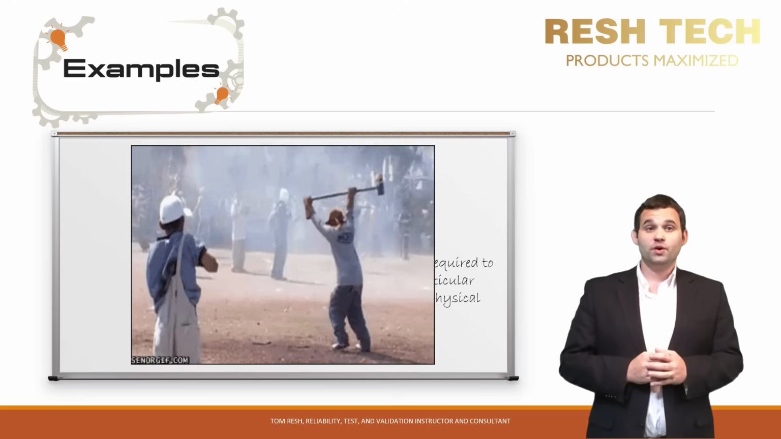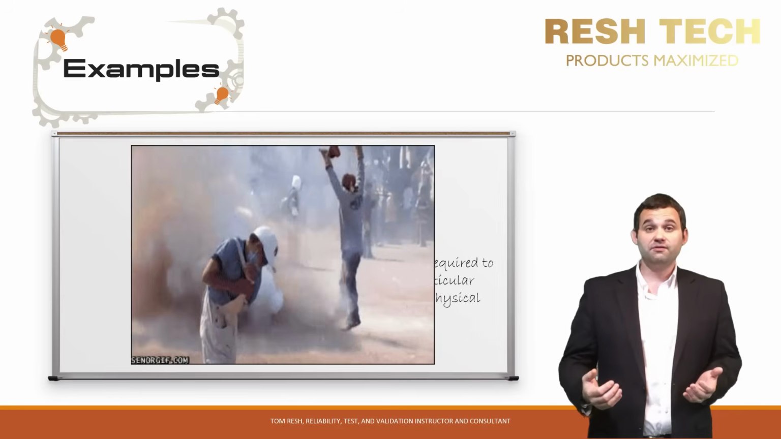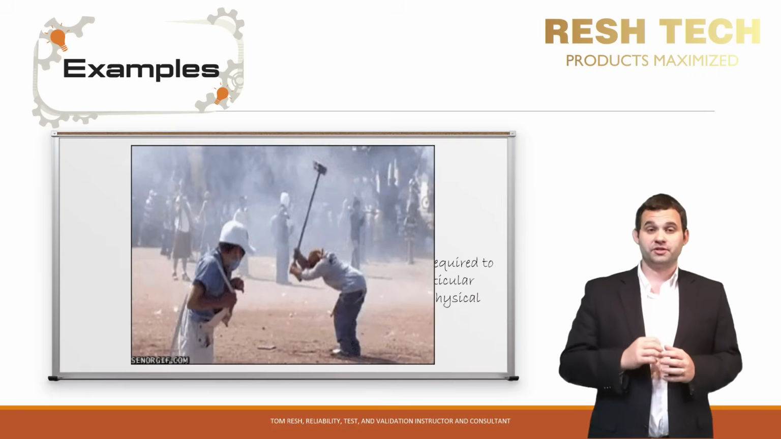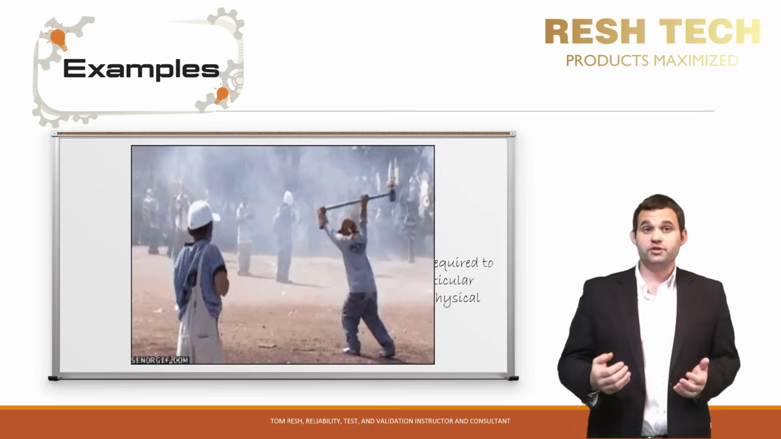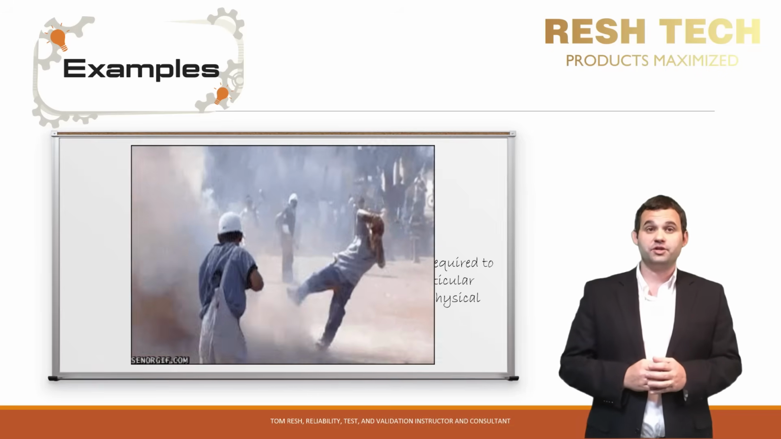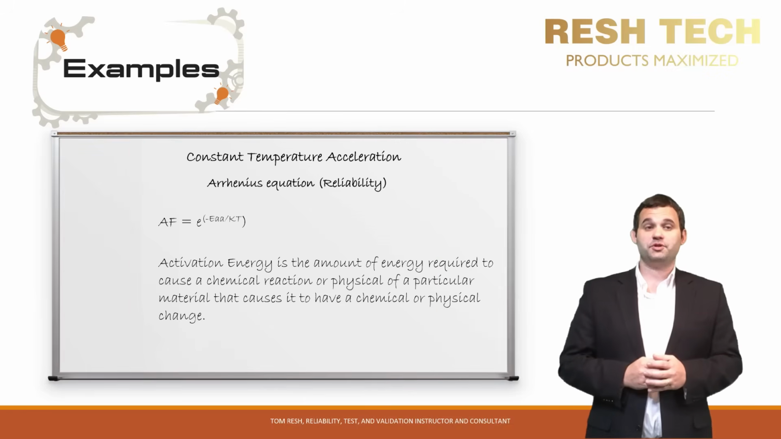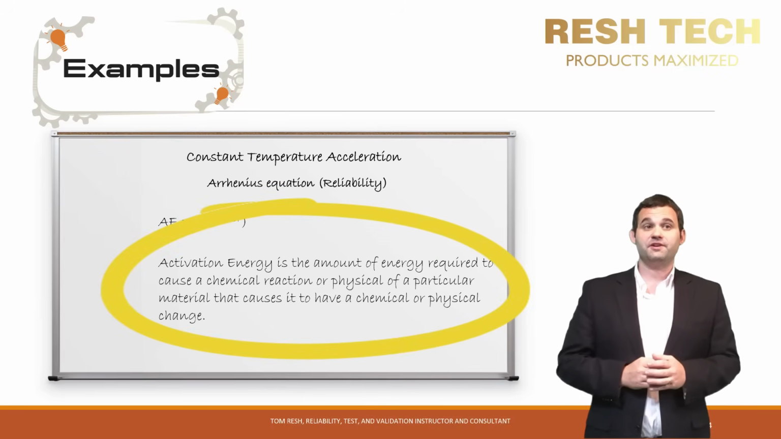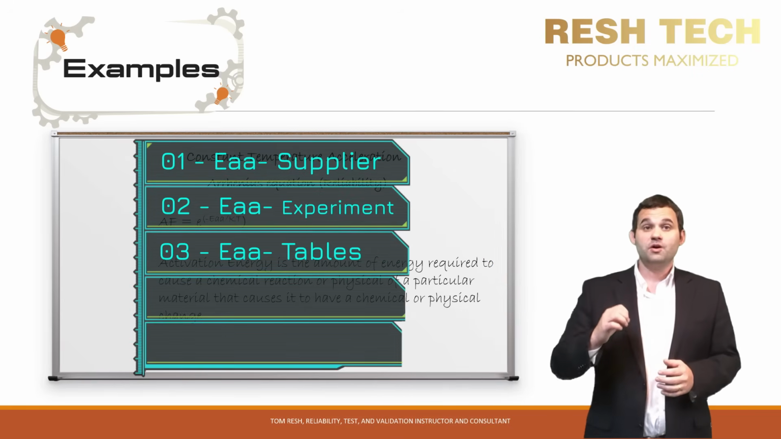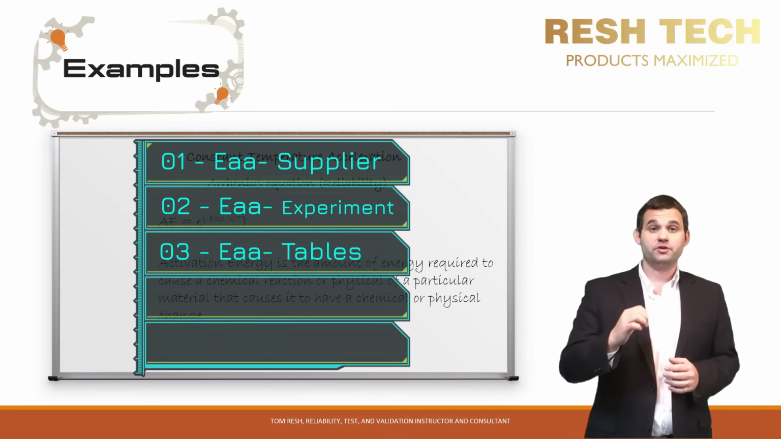These three examples with the cinder block represent undertesting due to not reaching the activation energy, achieving the activation energy and getting the optimal results that you were targeting, and overstressing the cinder block and producing an undesired effect by going well beyond the activation energy required to break the cinder block. To summarize, accelerating the temperature test requires an understanding of the activation energy for the materials and the components used for your system. You can get information on activation energies from your supplier, from experimentation, or from activation energy tables for the materials for your system or part.